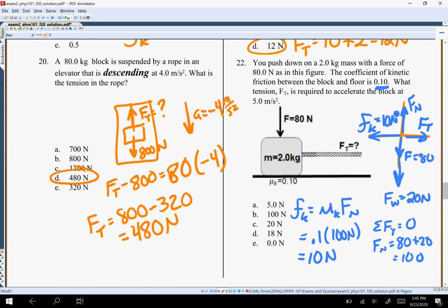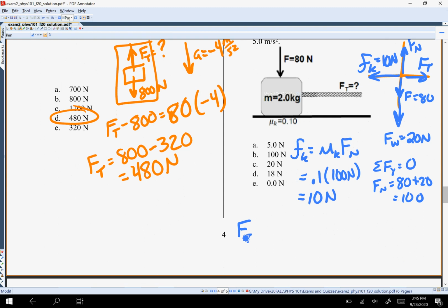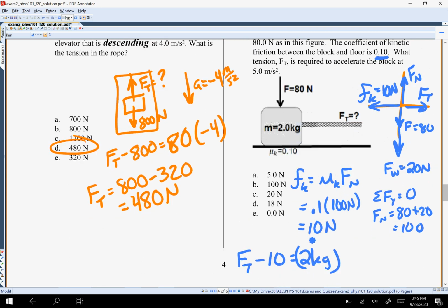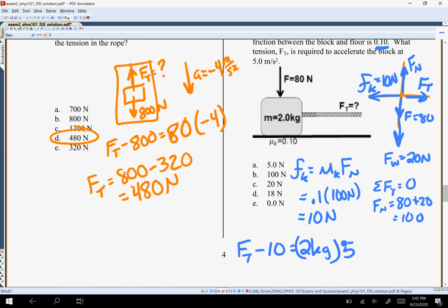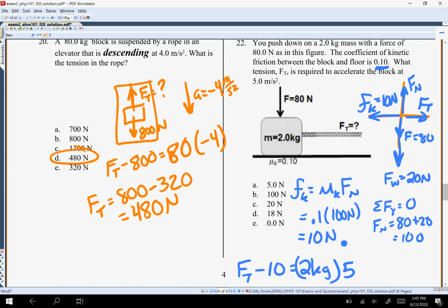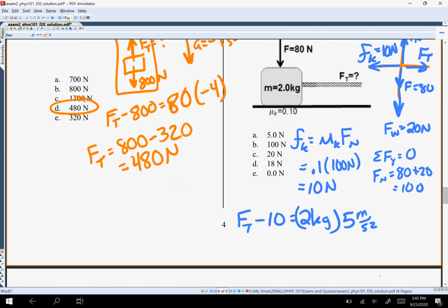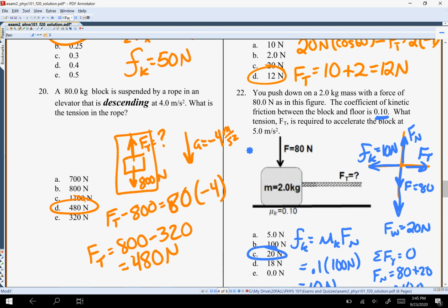It is 10 newtons. And then in the x direction, I'm going to have Ft minus 10 equals the mass, which is 2 kilograms, times the acceleration, which is 5 meters per second squared. So Ft will equal 10 plus 10, which should be 20 newtons. Okay, so the answer for number 22 is C.